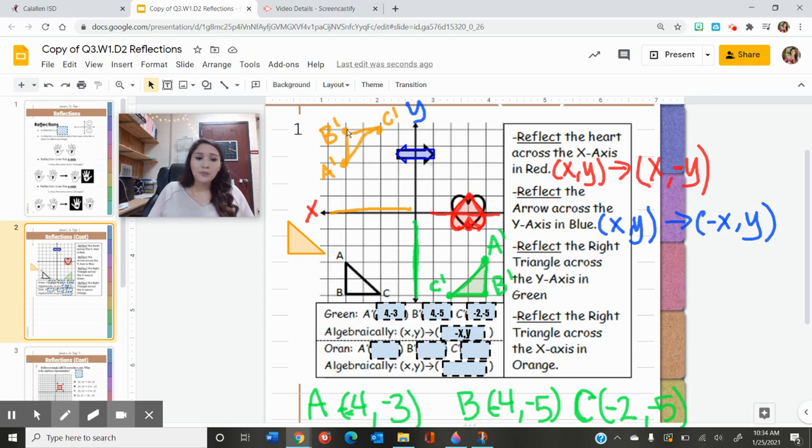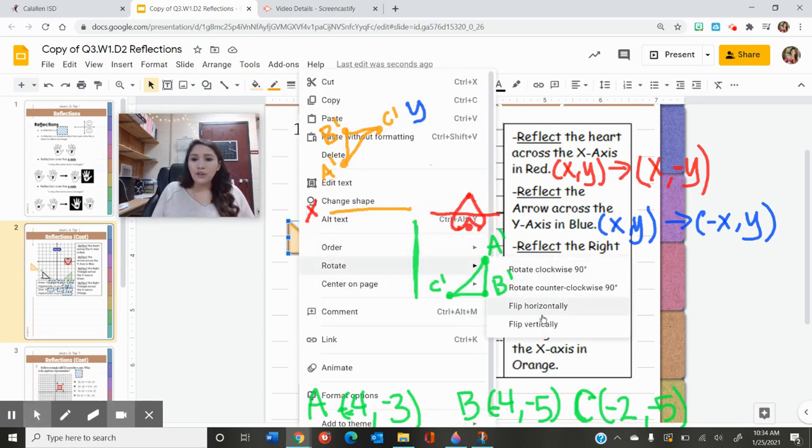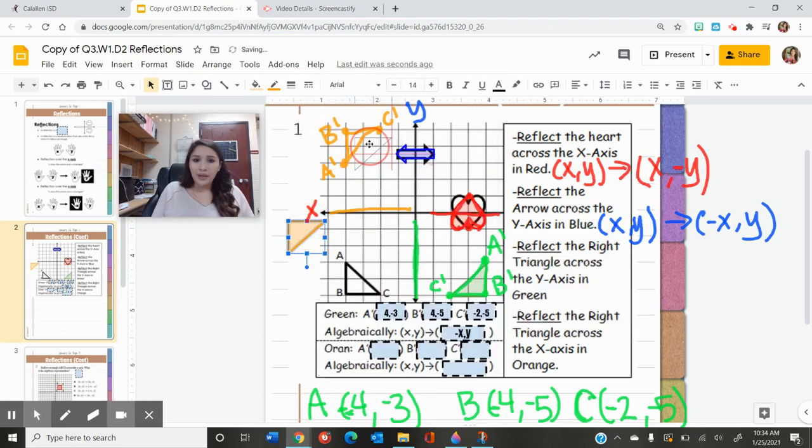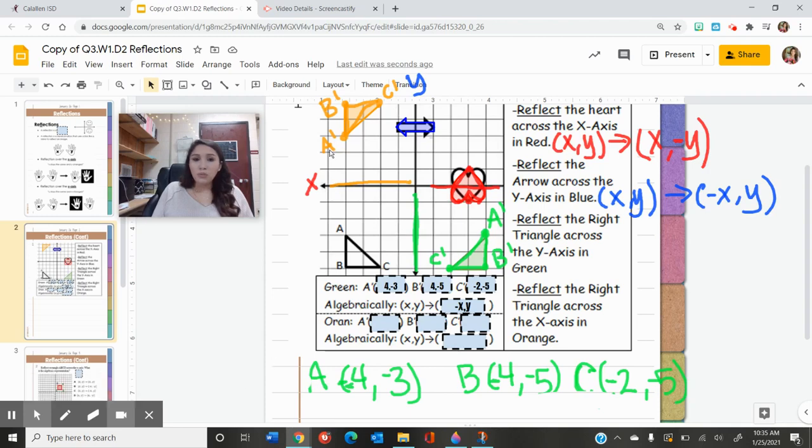Now, if you're doing this on the computer, you're going to right-click on your triangle, press rotate, and flip this vertically. And then I'm just going to go ahead and lay it right there. Okay, so I'm going to keep those original points there. And now, again, I want to find A prime, B prime, and C prime. For A prime, we have it at negative 4, 3. Next, we have B prime, and that is at negative 4, 5. And C prime, we have at negative 2, 5.